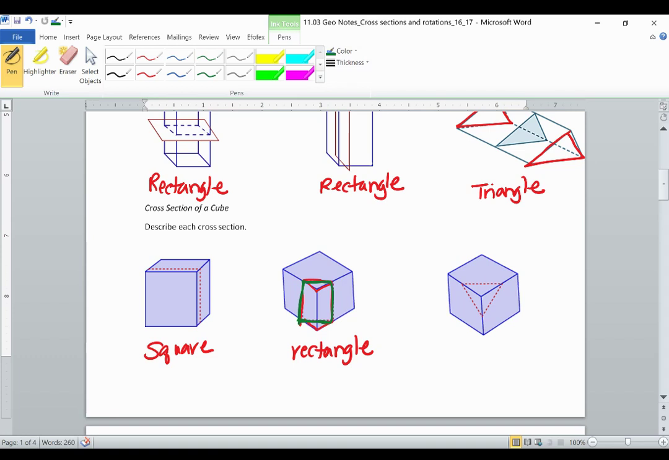And then this last one here, you're slicing off just the corner. So you're going in at a diagonal and slicing off that entire corner, which will create a triangle for this one. So different from that last one, because the last one we're going straight down. This one would be perpendicular to the base, where this one you're going diagonally, you're just cutting off the corner.